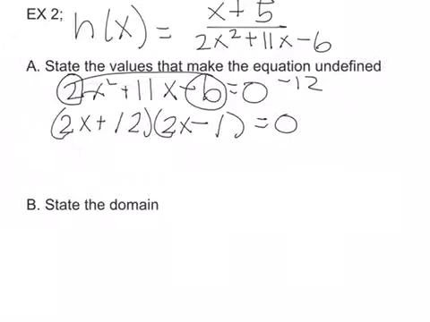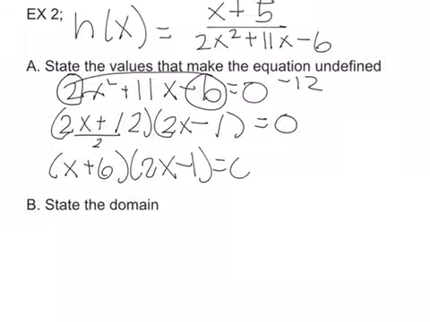Now remember I used the garbage method, so that means that one or both of these binomials will have garbage, and I see that the first one has garbage, so I'm going to divide out that 2. So I have (x plus 6) and (2x minus 1) equals 0. Now I set both of those factors equal to 0, and I end up with x equals negative 6 and x equals positive 1/2.